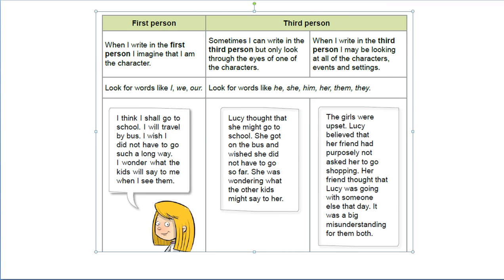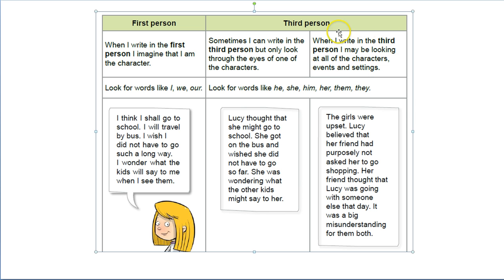Alright. Third person. Third person is when authors write looking through the eyes of another character and their experiences. And when you write in third person, it's almost as if you're looking through a window at events happening, and writing down what you can see. You're not writing I can see, but you're writing the events, so you would write things like he did this, she did that, him, her, they.